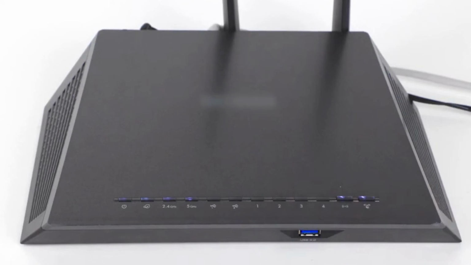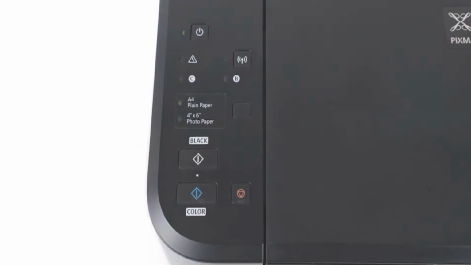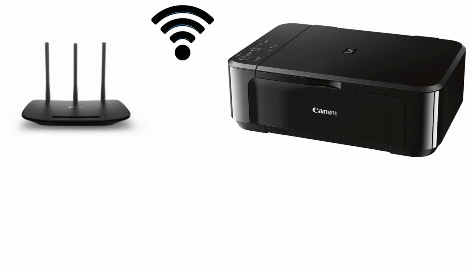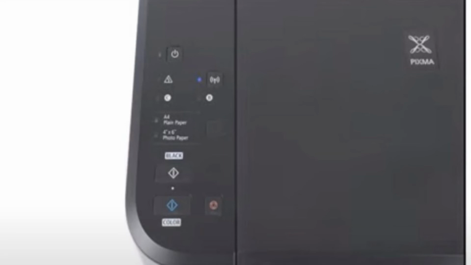Please press the WPS button on your router device within 2 minutes. The blue Wi-Fi light on the printer will flash while connecting. Once the connection is finished, the power light and Wi-Fi network light will stop flashing and remain lit. You can confirm this by printing the network configuration page.